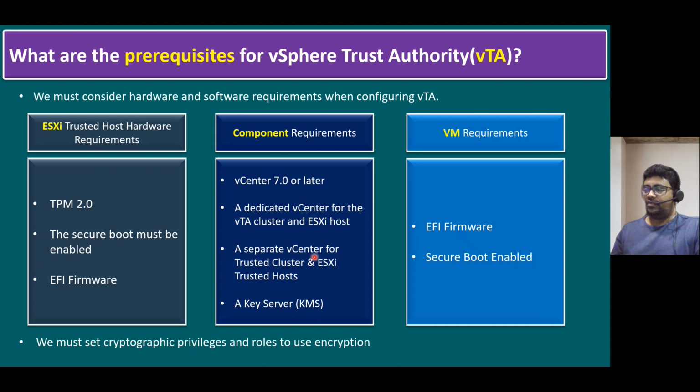A separate vCenter for the trusted cluster and ESXi trusted host. Okay, that means for production we have a separate vCenter, and we also maintain a dedicated vCenter specifically for vSphere Trust Authority. This one vSphere Trust Authority cluster will help us manage all our remote vCenters. Suppose your organization is small, within one vCenter you can maintain everything. If your organization is large, you may have multiple vCenters. So we do not need to install vSphere Trust Authority on all vCenters. You can keep it on one vCenter.